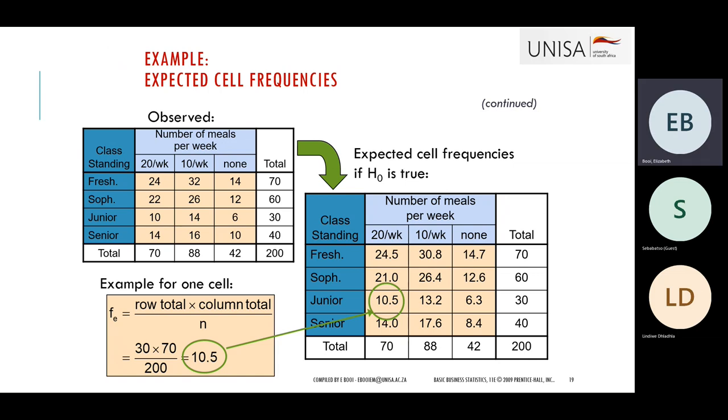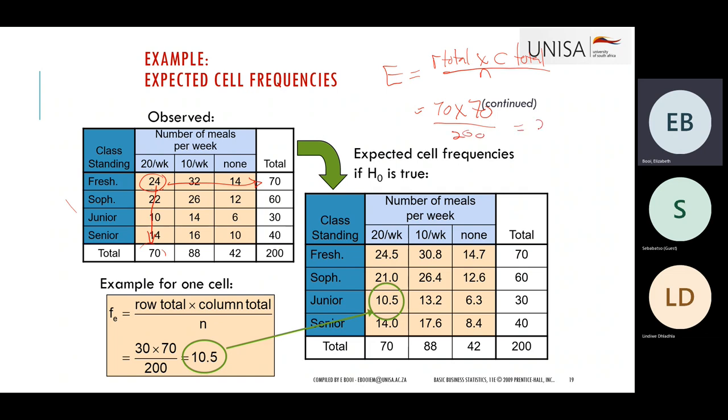Because we're dealing with a contingency table, remember, in order for us to calculate the expected frequencies, we use the row total multiplied by column total divided by the grand total. So this is our observed table. We can create next to it a similar table for the expected frequencies. In order for us to calculate the expected frequency for freshman 20 meals, we're going to say the row total, which is 70, multiplied by the column total, which is 70, divided by the grand total, which is 200.